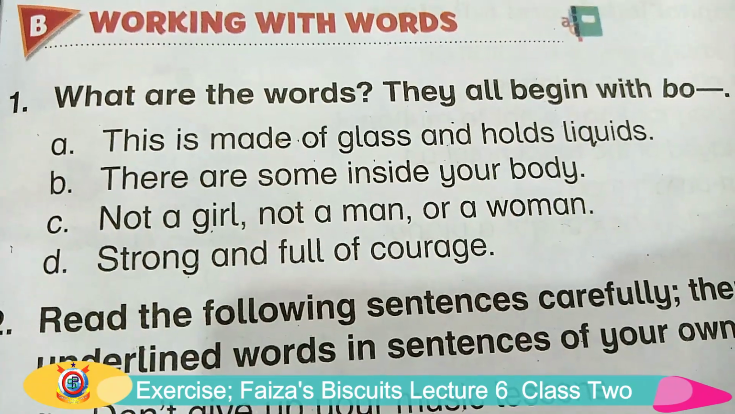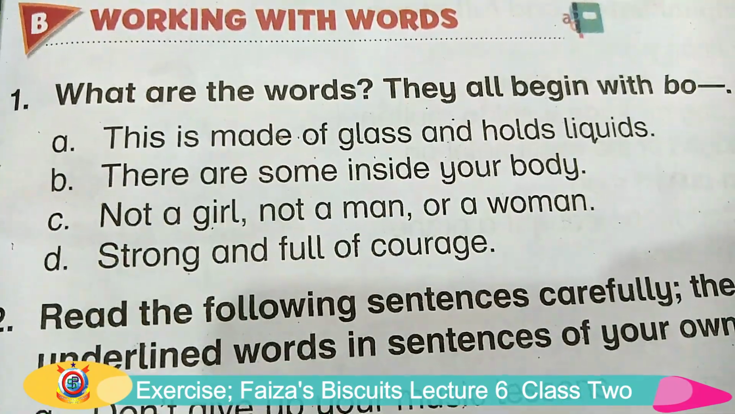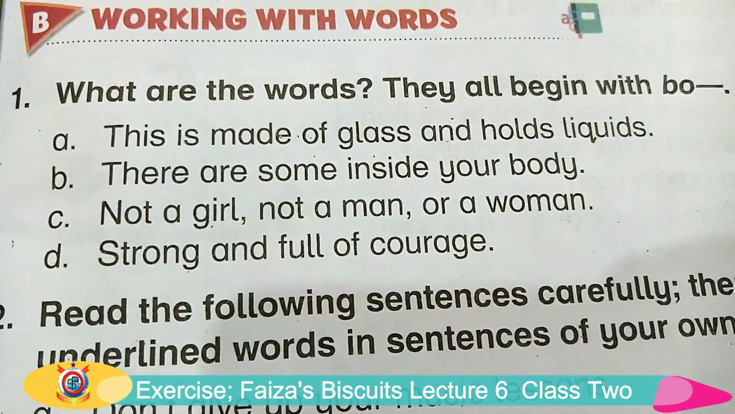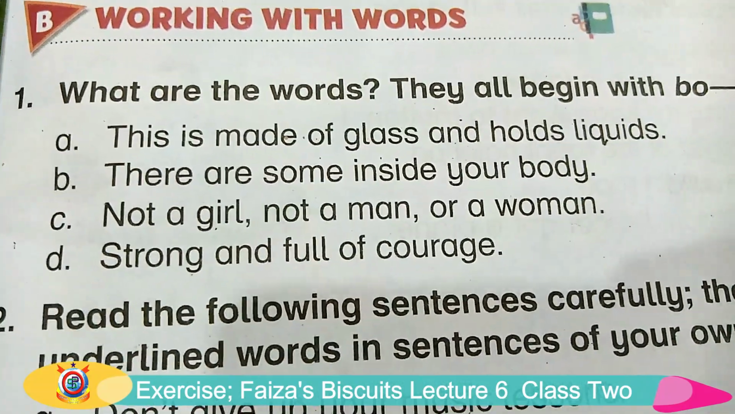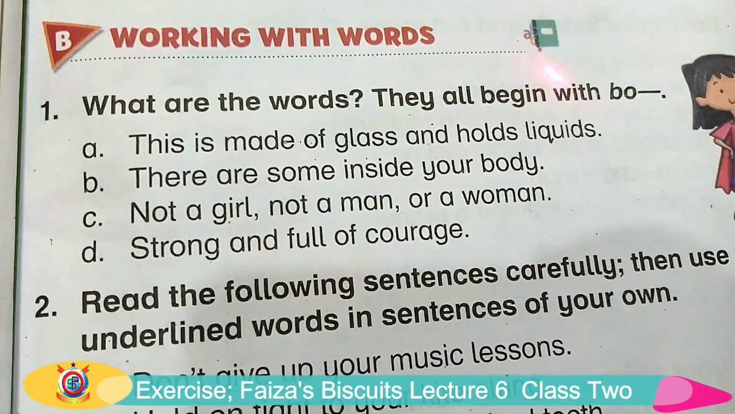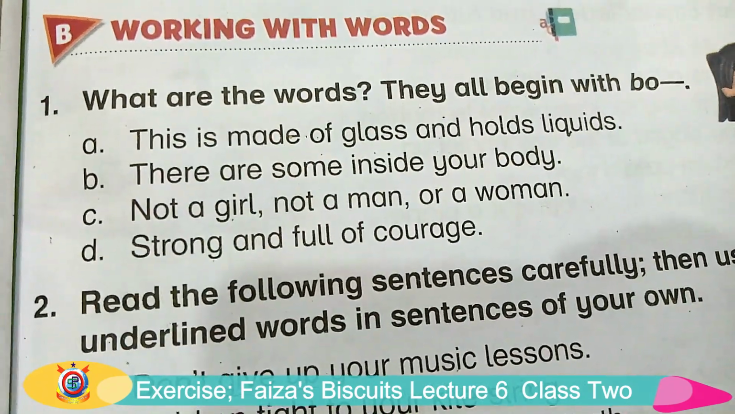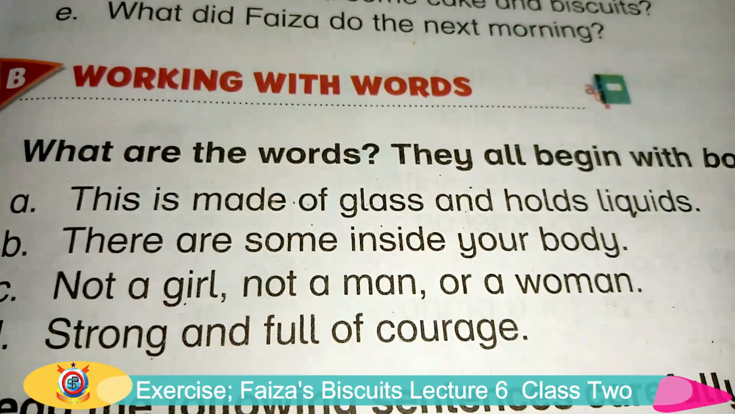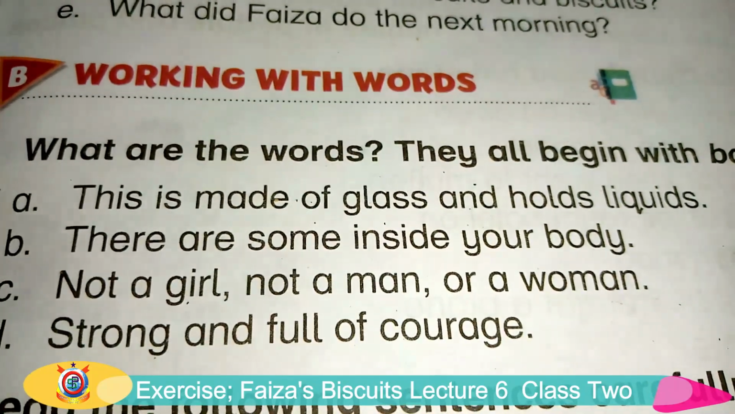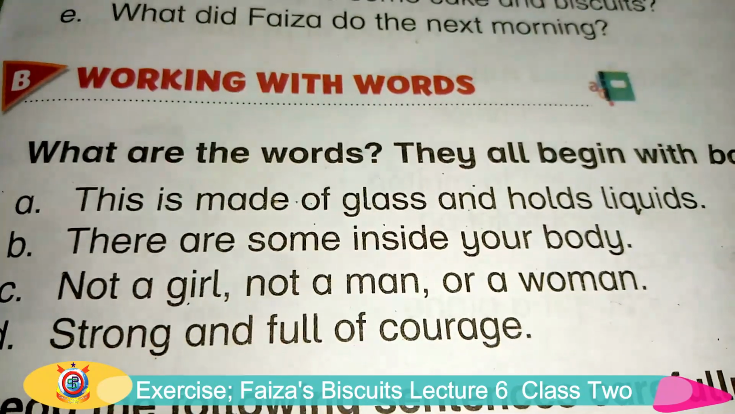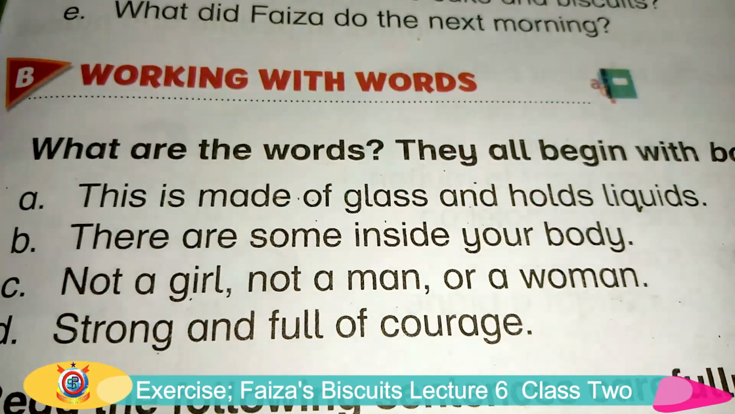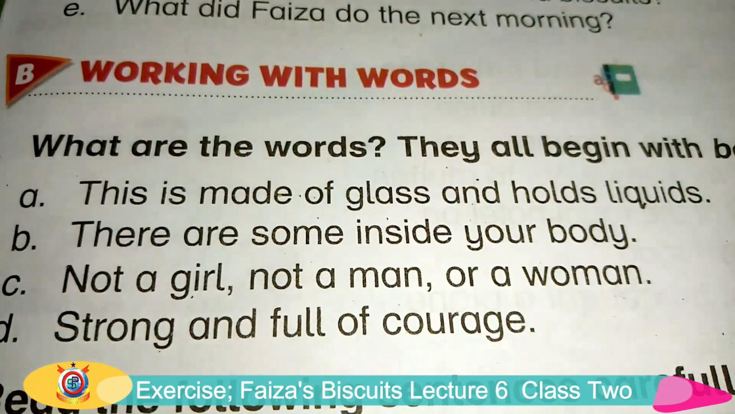First question in part B is, what are the words? They all begin with bow sound. In this question, you have to answer some questions, but they are not exactly questions. They are giving you some hints, and you will guess what they are talking about. It is a kind of game in which they will give you hints and you will guess what it is.